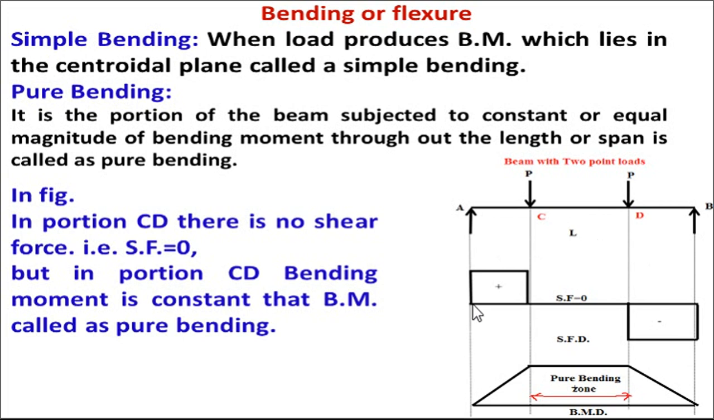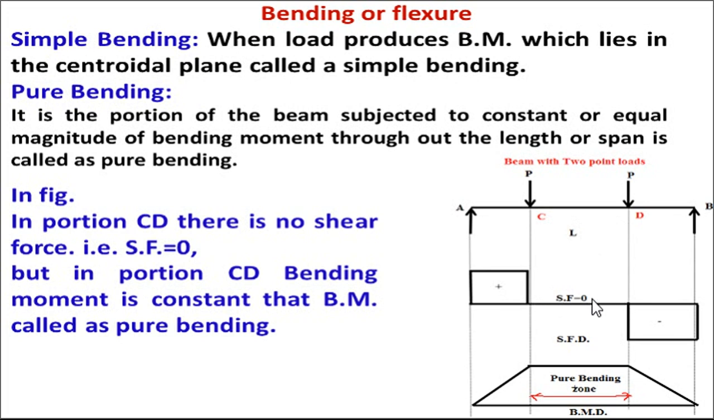Whenever we draw the SFD for it, we move upward by P. No load from A to C, so horizontal. Then we move downward by P and reach the neutral axis, the line of zero shear force. No load from C to D, horizontal line. Again there is a downward load of P, means minus P, and the reaction plus P will be here. What I want to explain here, important one, is pure bending. You can observe the zone CD. In the distance CD there is no shear force. Shear force is zero in this particular portion.